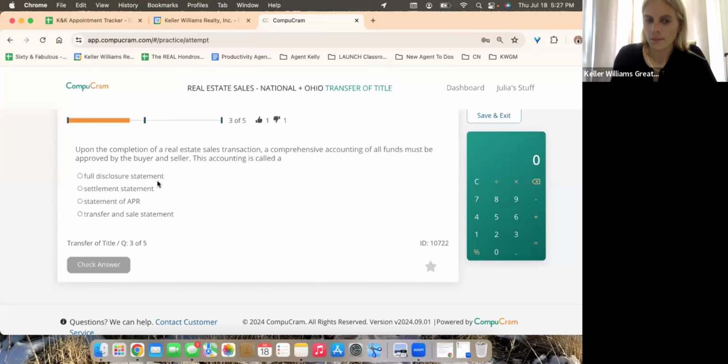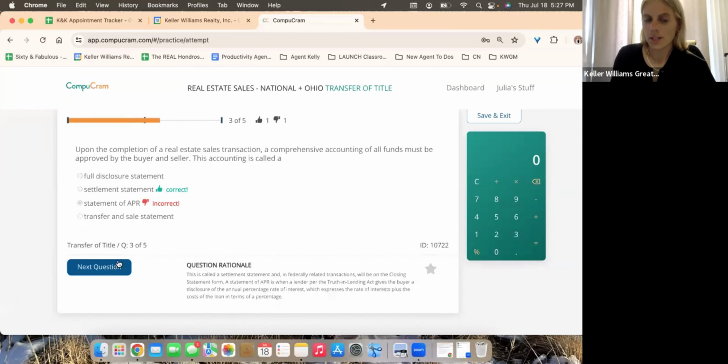I think it's B or C. Okay, so it is going to be the settlement statement, also known as the closing statement.